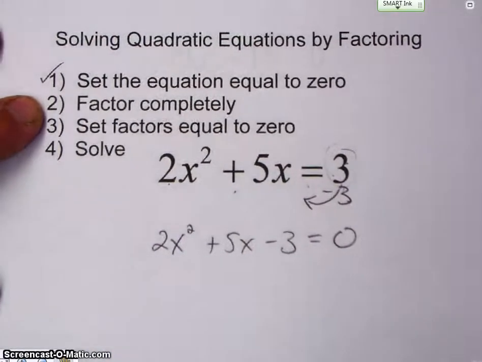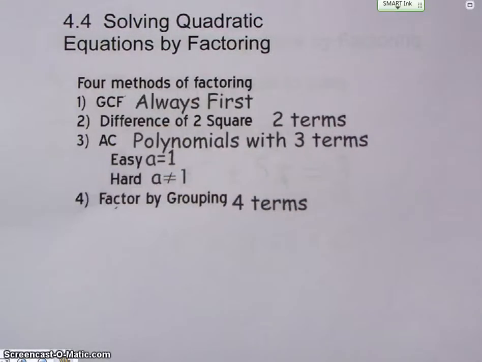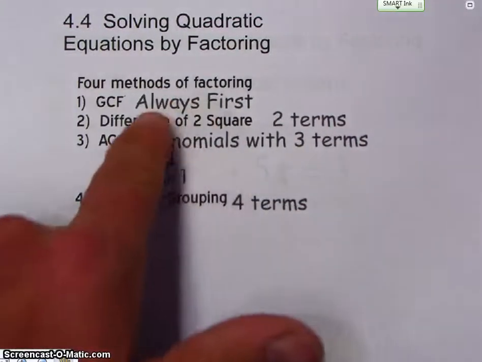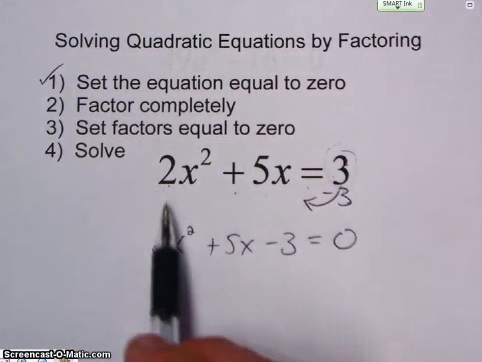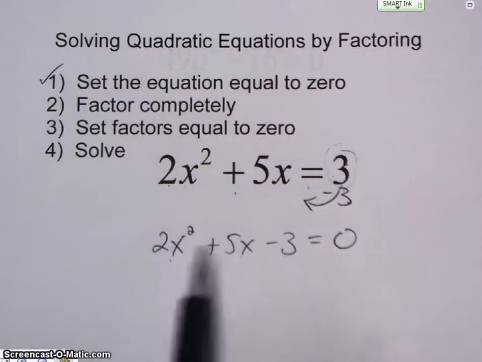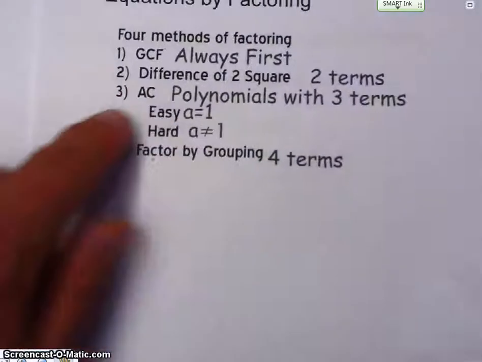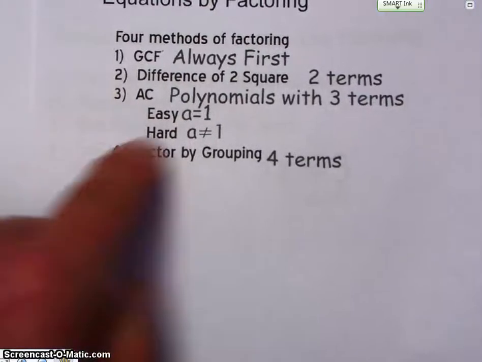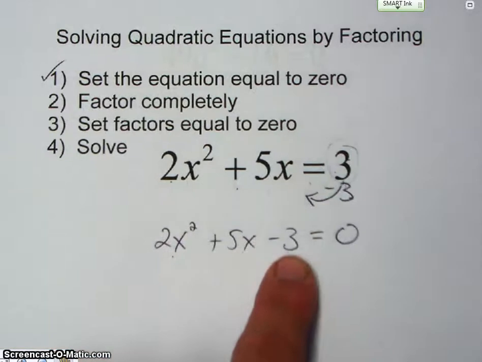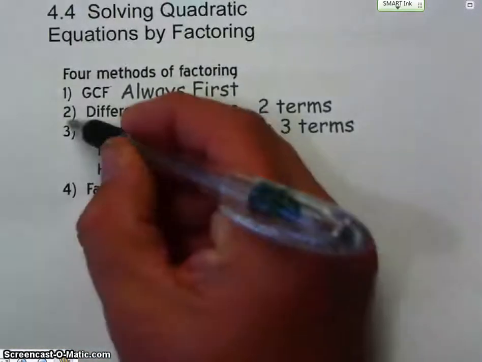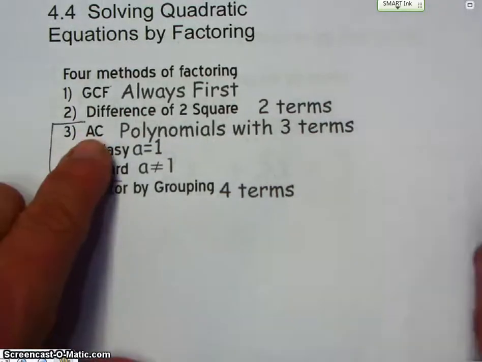All right, so the first step is completed. Second, now we can factor completely. So that goes back to these four methods. Again, the first thing we have to do is check for the GCF. Is there anything common in all three terms? No, nothing's common. There are no variables, and the coefficients don't have anything in common. So we go on to the next. Is it 2, 3, or 4? Well, it depends on the number of terms you have. I have 3 terms, so it has to be one of these two. Is it the easy AC or the hard AC?